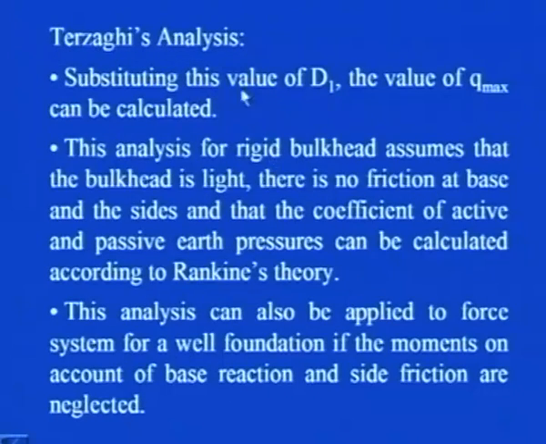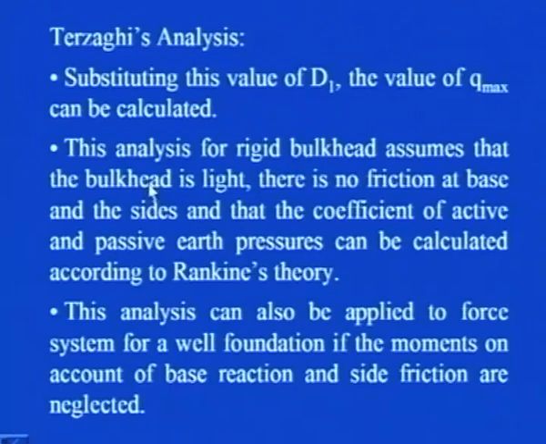Now, substituting this value of D1, the value of Q max can be calculated. You have seen that in the expression of Q max, the only unknown was D1. So, by using the equation of equilibrium with respect to moment, we can obtain that unknown D1, and if we substitute it in the expression for Q max, we can get the value of Q max.